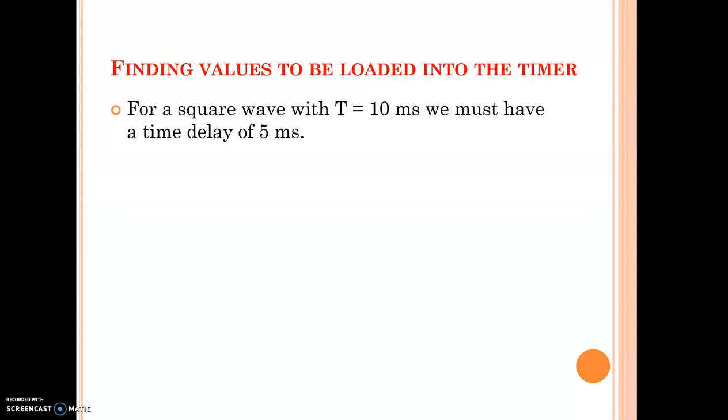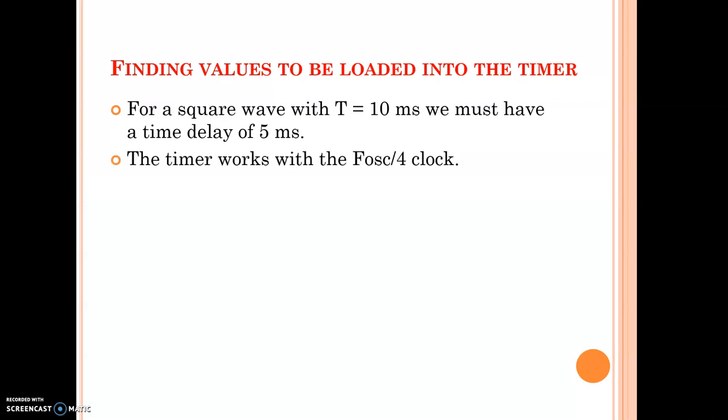Now, finding the value to be loaded in a timer register. For the square wave having T equal to 10 milliseconds, the time delay which we have to generate is 5 milliseconds. That is for on time and off time. Simply, we are going to generate it for the on time and then we have to repeat it.